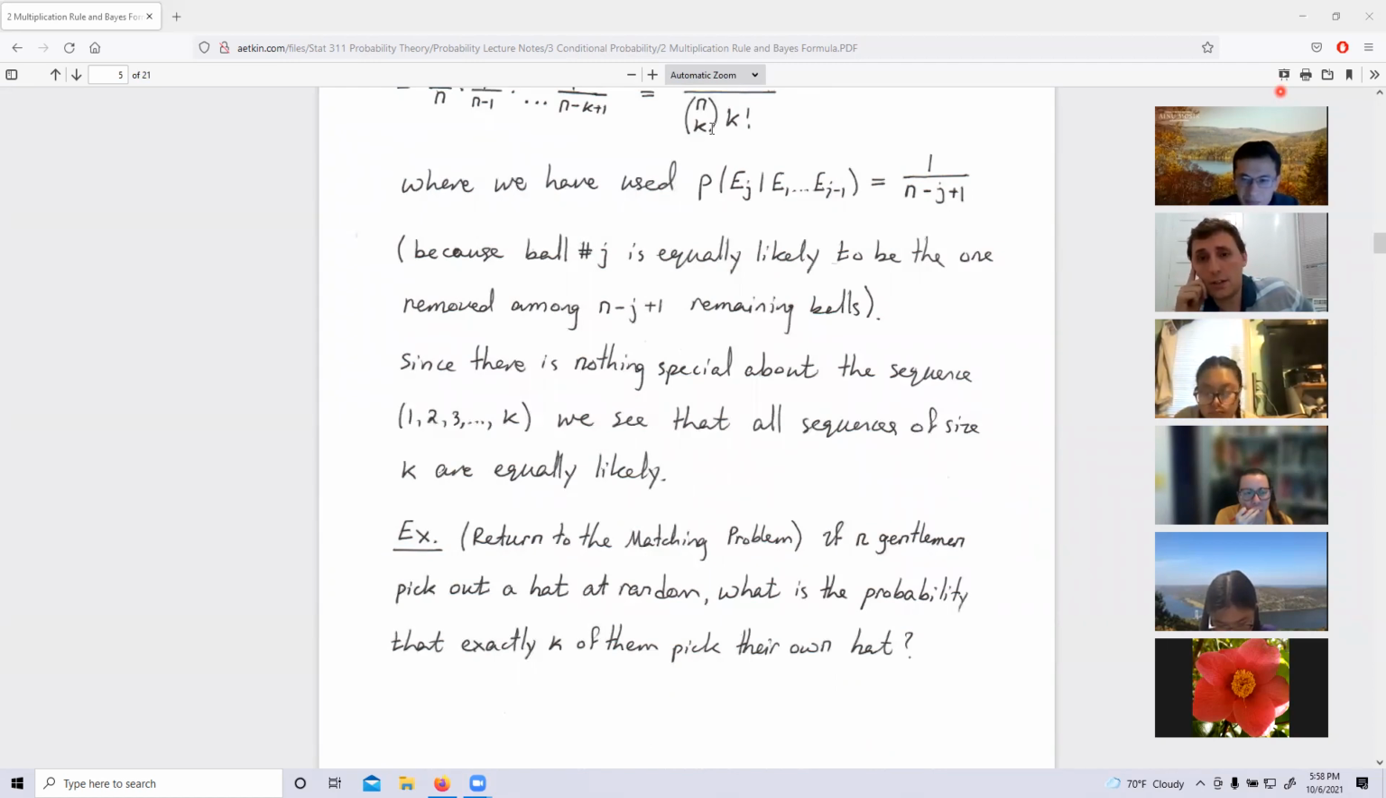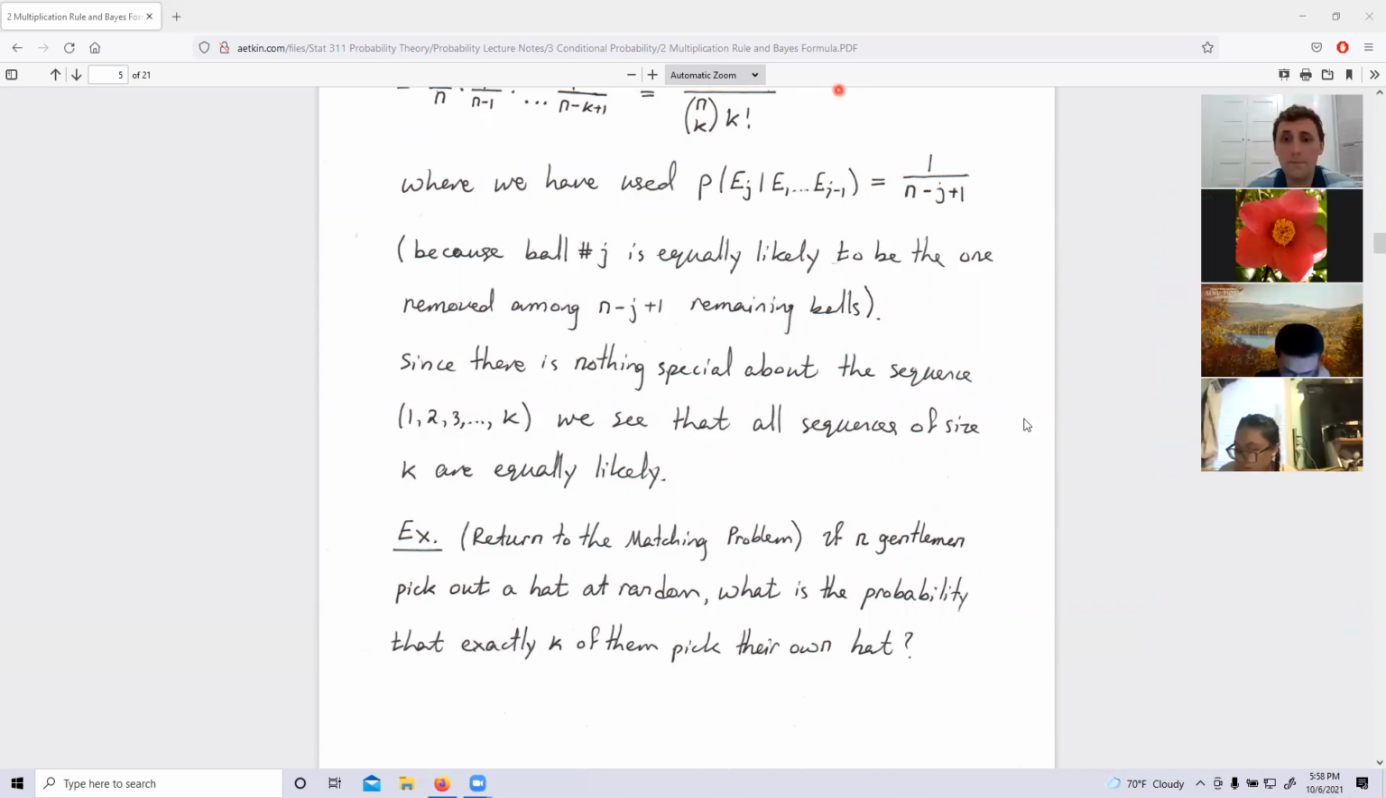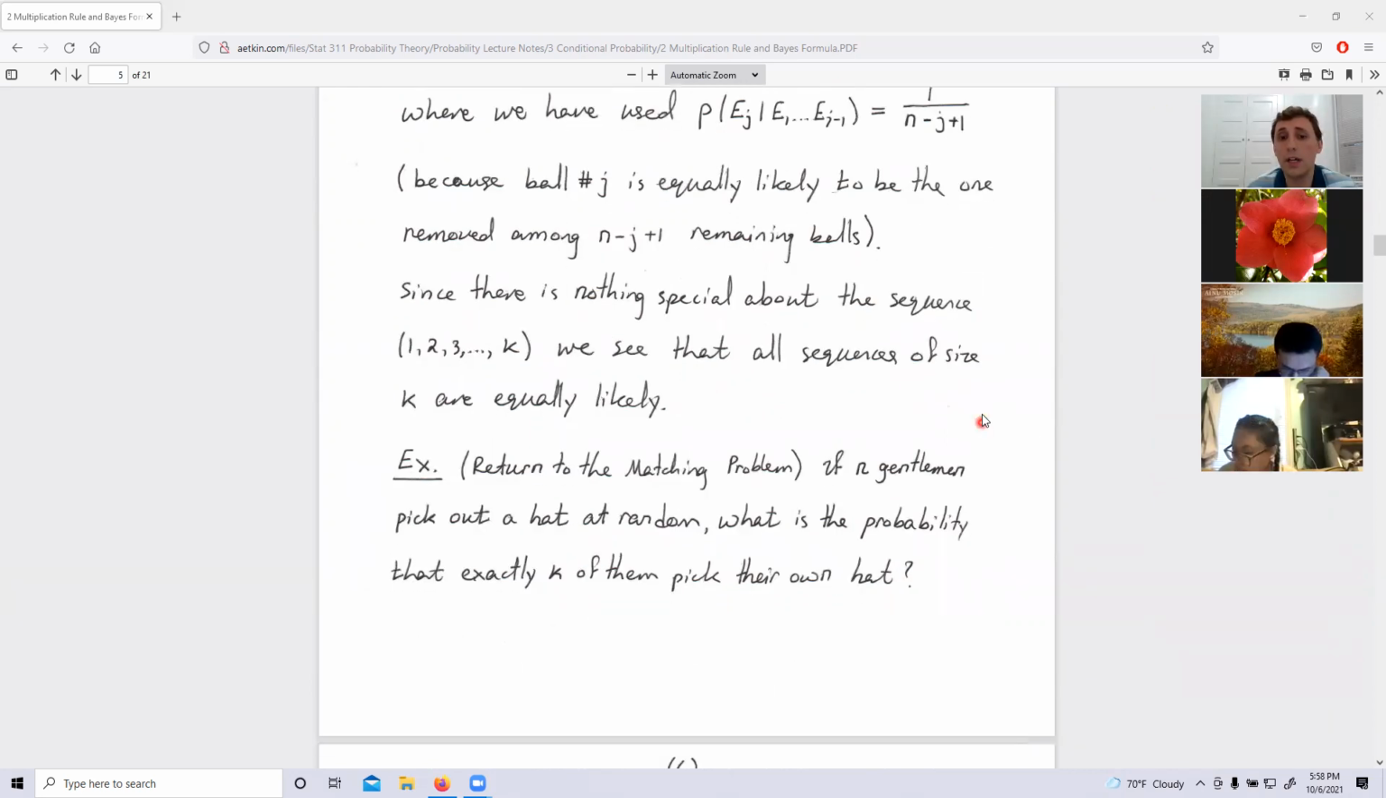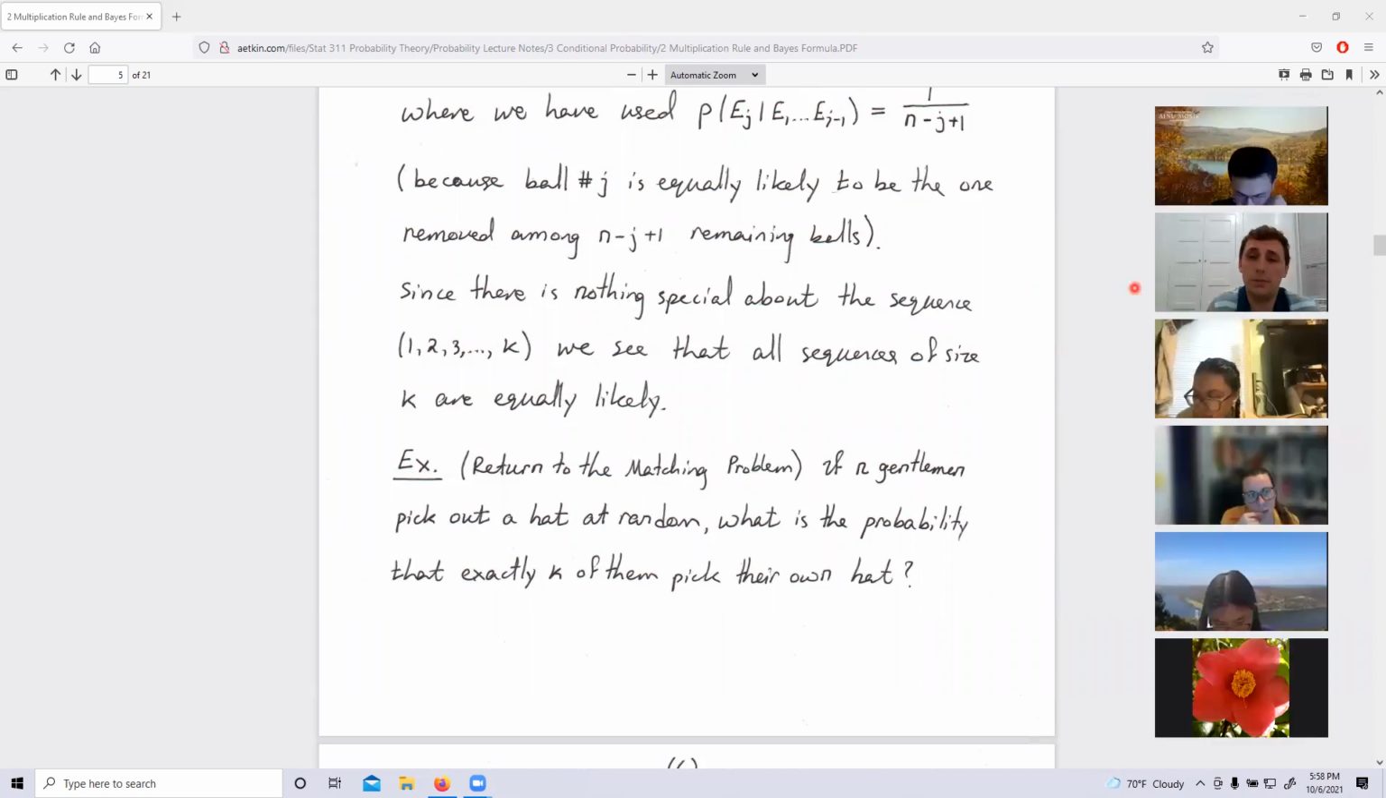If you have enough gentlemen, the probability that no gentleman picks his own hat is approximately 1 over e. The more the merrier. You can actually investigate how fast it converges. So how many people do you have to have for this to be true? We now want to figure out the probability that exactly k gentlemen pick their own hat. Right, so we are allowing maybe 1 gentleman to pick his own hat, or 2 or 3 or 4. What happens if k gentlemen pick their own hat?